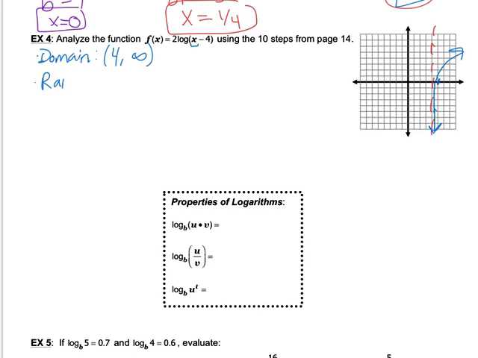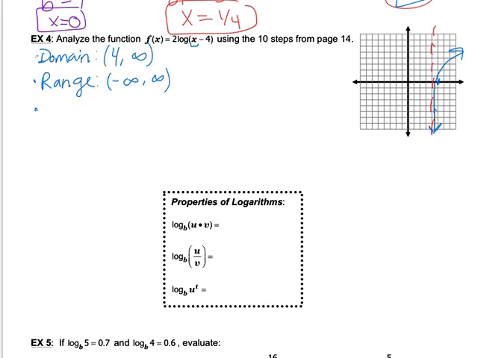The range, so we're looking at the output of the function. As x gets closer to infinity, larger values of x, this function is going to continue to grow. So I know that my y values are going to continue to get higher and higher as x gets larger, but also as x gets closer to 4, my function is just going to keep shooting down, down, down, further and further. So really our range spans the whole set of real numbers. So we're looking at a range of -infinity to infinity.